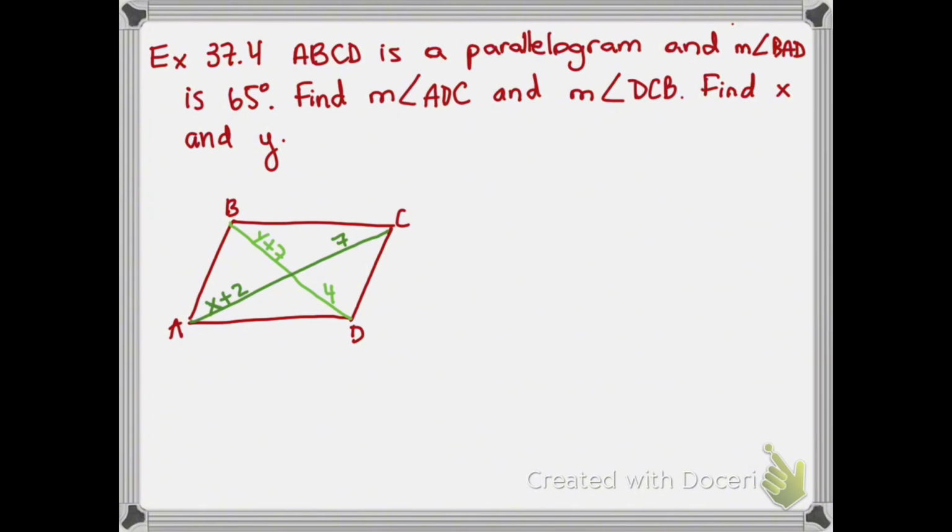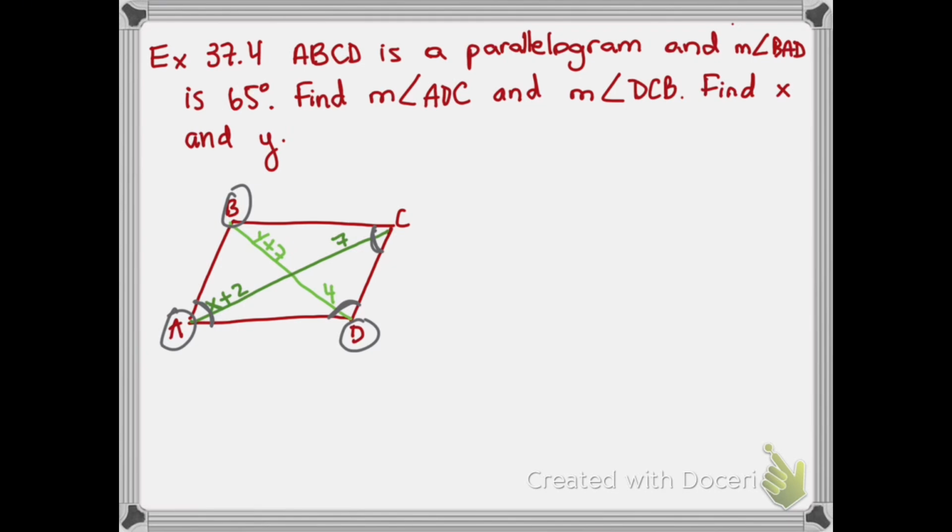It says ABCD is a parallelogram, and the measurement of the angle BAD, so remember how we read that, BAD is this angle, is 65. Find the measurement of ADC, so find this angle, and DCB, this angle. Okay, so we're going to start with the angles first, and then we're going to work with x and y.